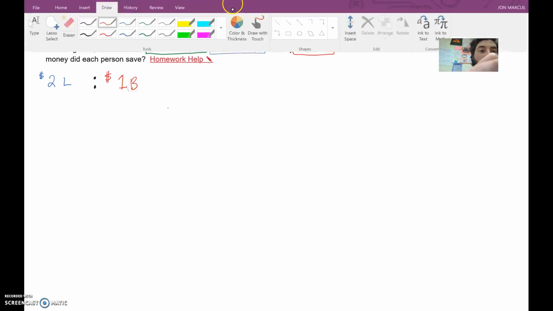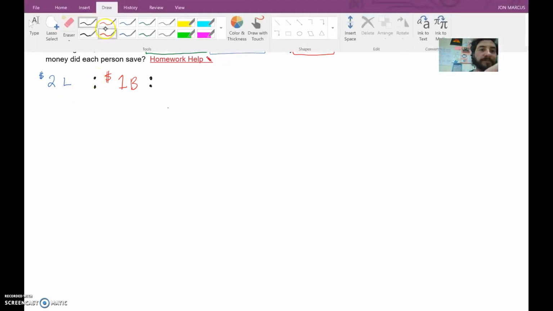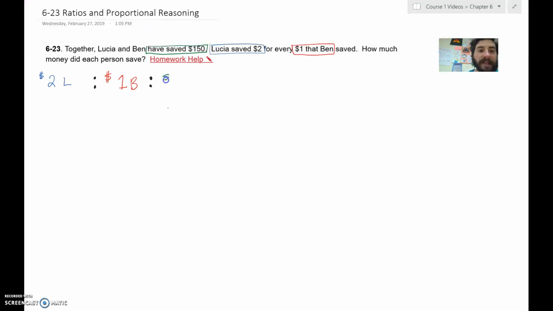And in total, how much have they saved together? If Lucia saves 2 and Ben saves 1, in total that means they've saved $3. This is going to really help us, because what we were given is that all together they have saved $150 total.